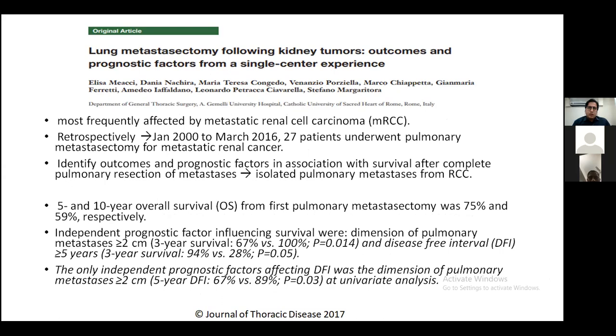They looked at the 5 to 10 year overall survival, which was 75% and 59% respectively. They again looked at the independent prognostic factors for survival. They looked at the dimension, meaning the size of the lesion, which is more than 2 centimeters, and the disease-free interval in a patient, which is about 5 years. The only independent prognostic factor affecting the disease-free interval was the dimension, meaning the size of the pulmonary lesion.